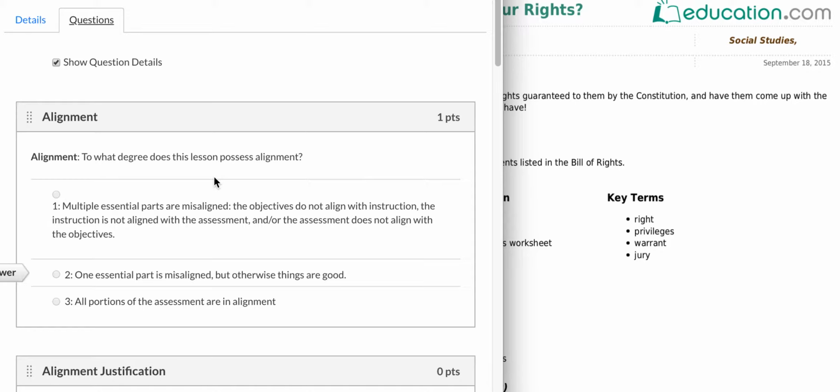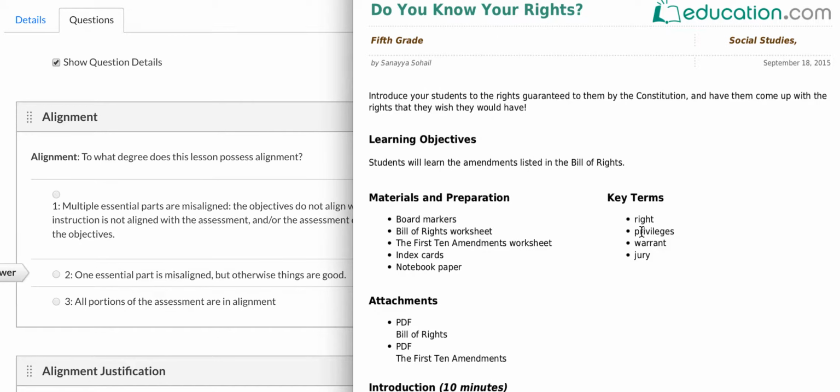I believe that the best answer here is one essential part is misaligned. And again, the key parts we're talking about are the learning objectives, the instruction, and the assessments here. We're not going to worry about standards and things like that. The learning objective, students will learn the amendments listed in the Bill of Rights. Now, this is pretty ambiguous.